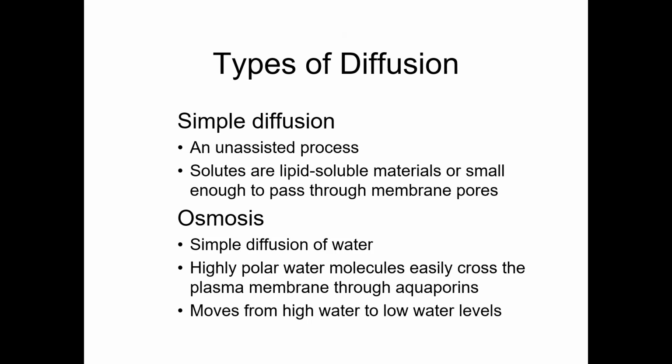Osmosis is the movement of water across a membrane, a cell membrane, from high water to low water. Now, what do I mean by high water and low water?